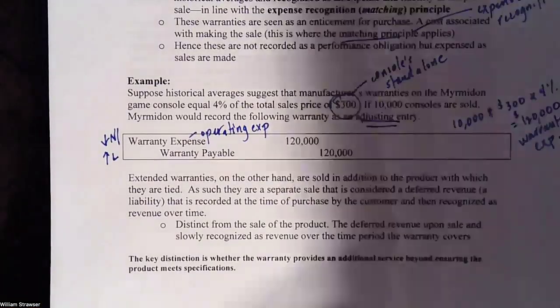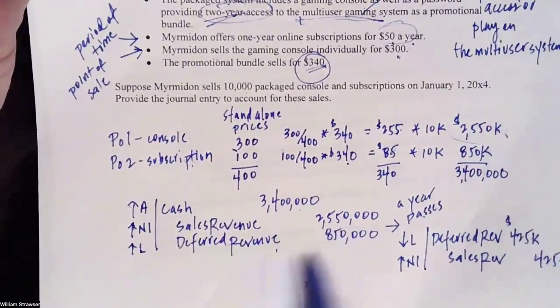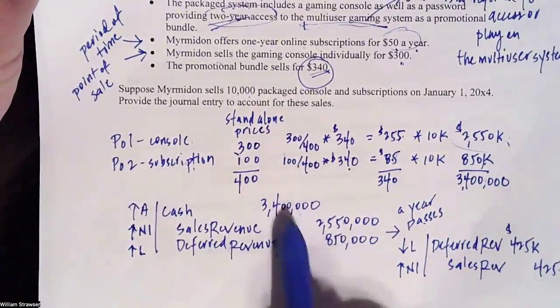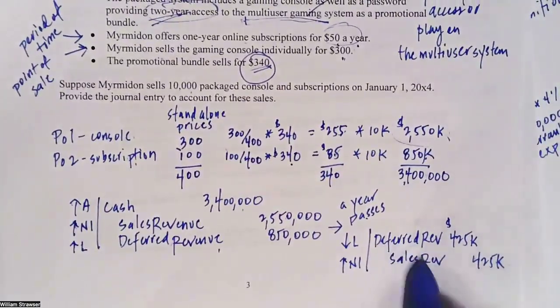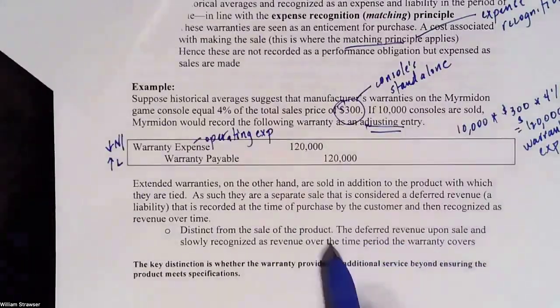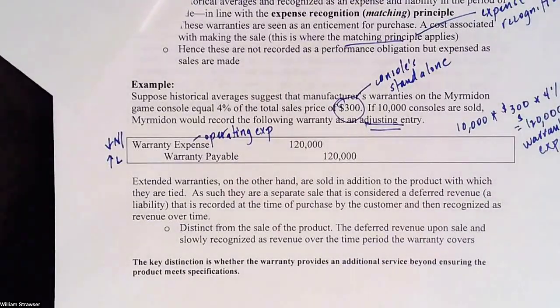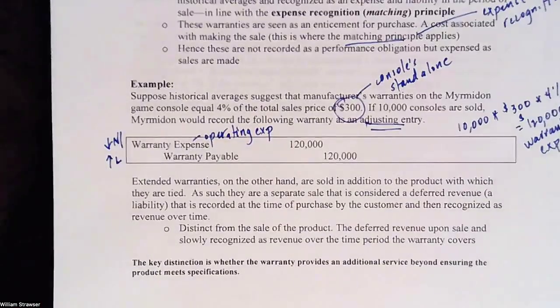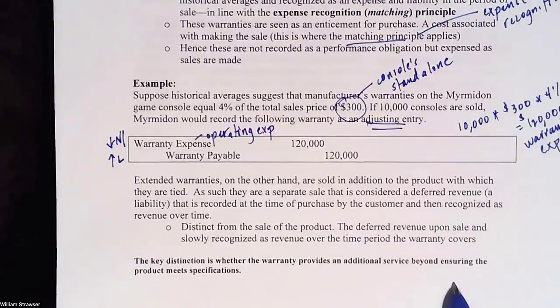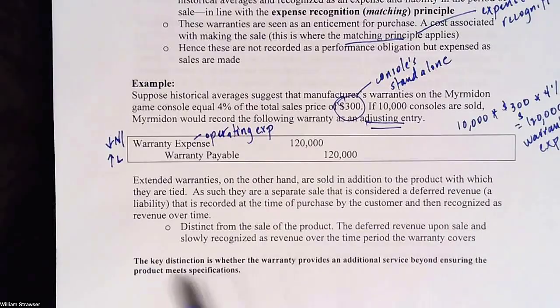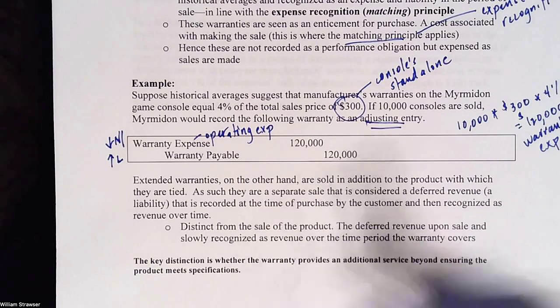We already saw that a bit. It's a different type of deferred revenue, but here we're charging upfront for a subscription, and then over time, the deferred revenue is becoming sales revenue. That's the same case for an extended warranty. Okay? And a key distinction is whether the warranty provides an additional service beyond ensuring that the product meets specifications.